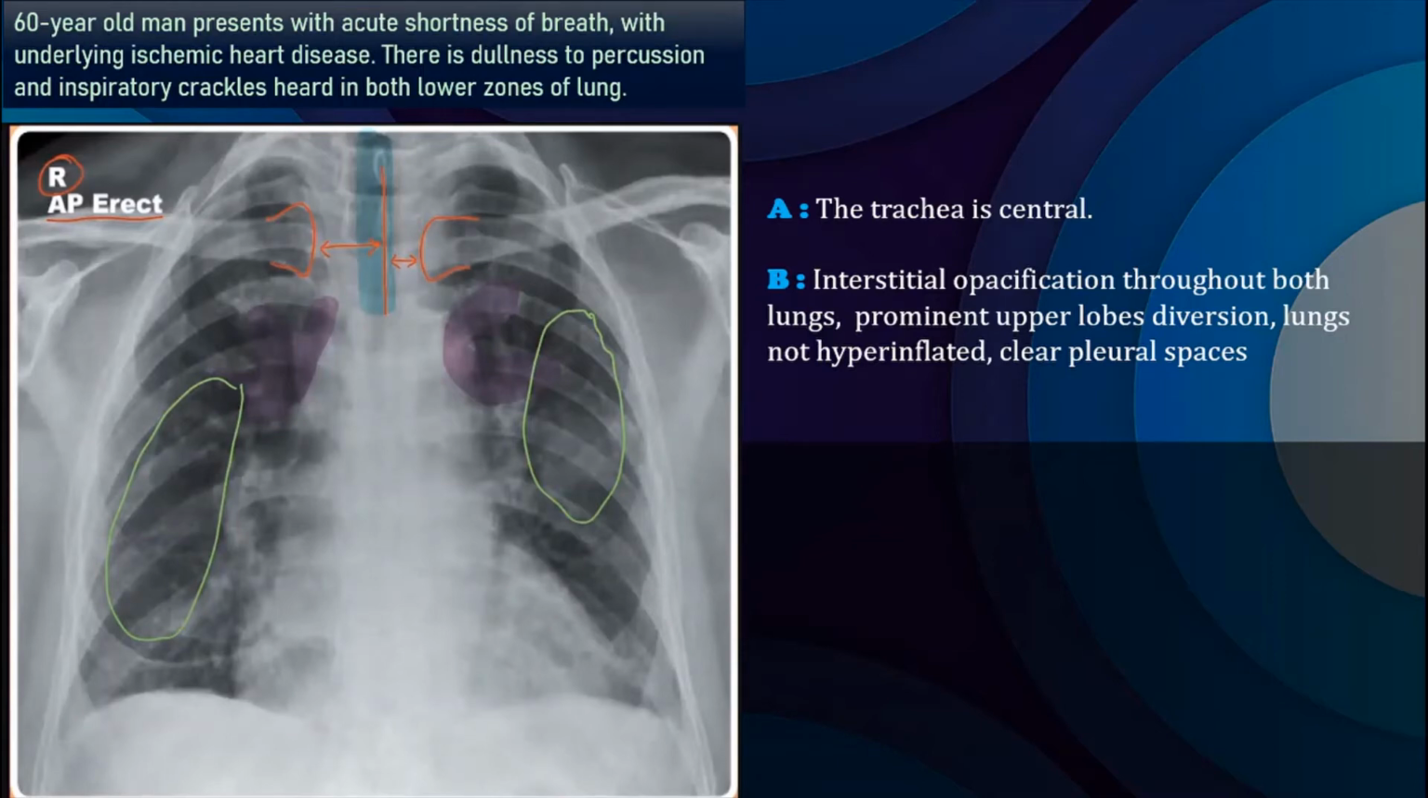So other than that, in breathing, you also want to see the pleural space. The pleural spaces are clear. The lungs are not hyperinflated, by actually counting the ribs. That's done. Let's move on to C now.